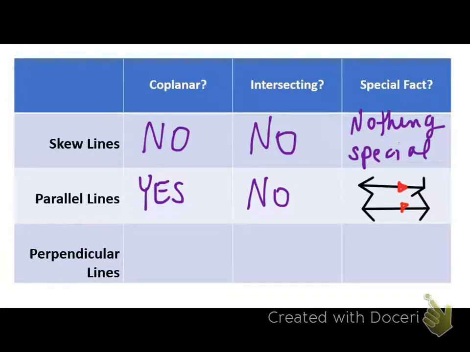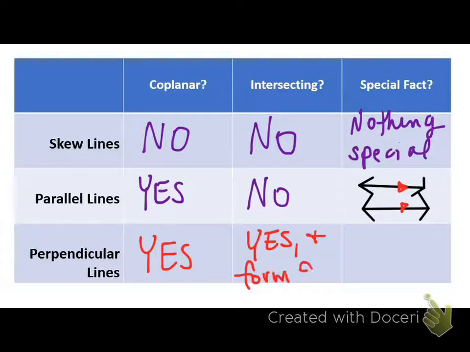Parallel lines, they are on the same plane, they never intersect, and in order to know that they're parallel, you would see these triangles. Perpendicular. Are they on the same plane? Yes. Do they intersect? Yes, and when they intersect, what do they form? They form a right angle, at 90 degrees.